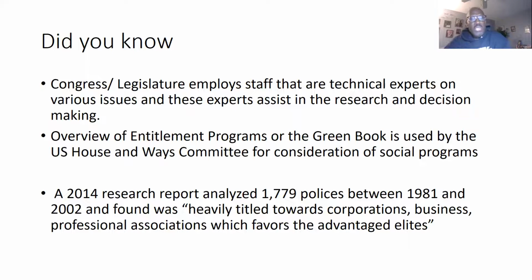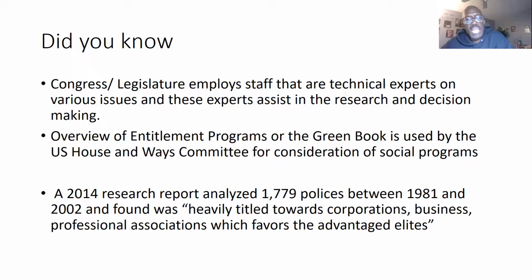Some other things that came out of the readings that maybe we didn't know is that the Congress and the legislature employ technical experts on various issues, and these experts assist on research and decision making. So they don't make totally uninformed decisions on legislation, because they have access to people with some level of expertise and knowledge about the particular issues they're addressing, and who give them the best of their research. Keep in mind that research is an important thing.